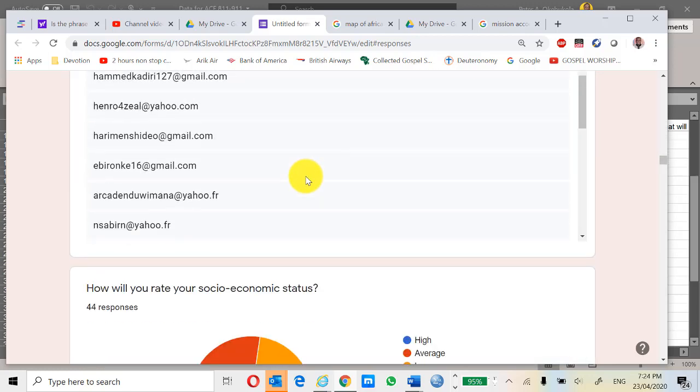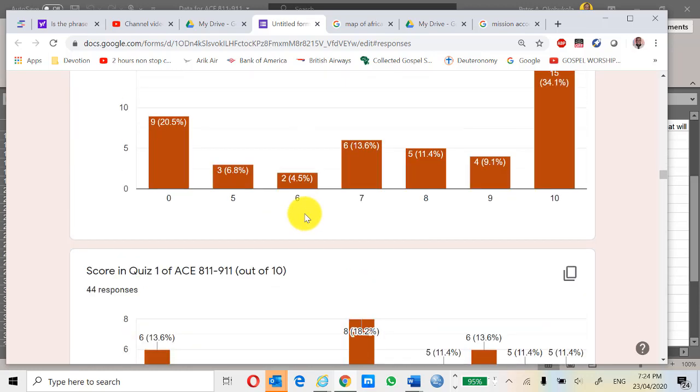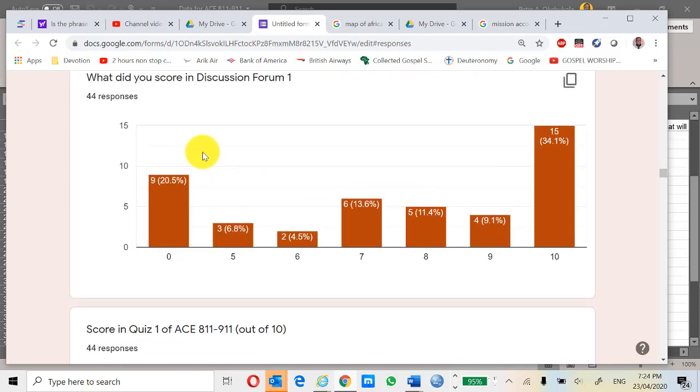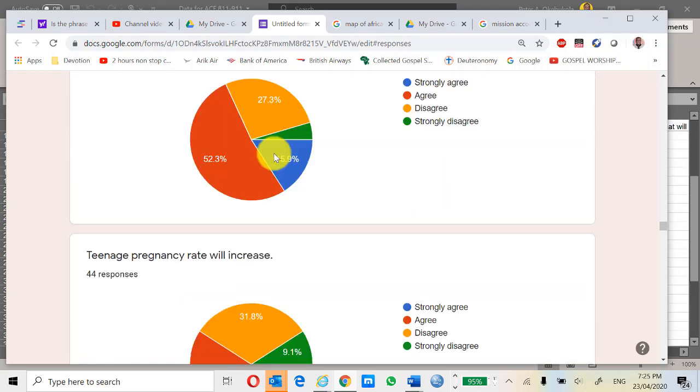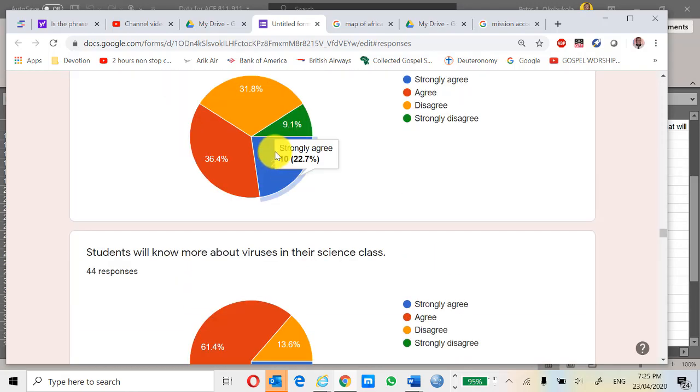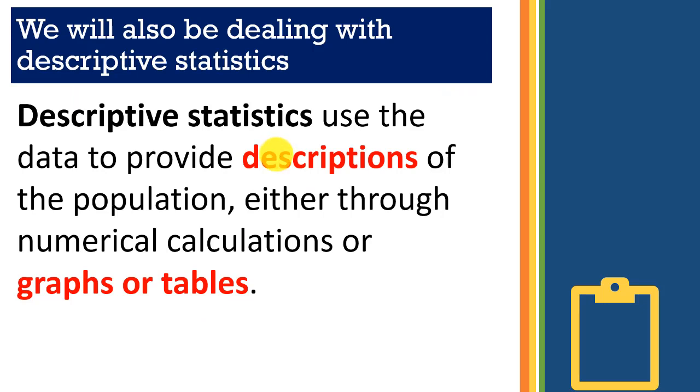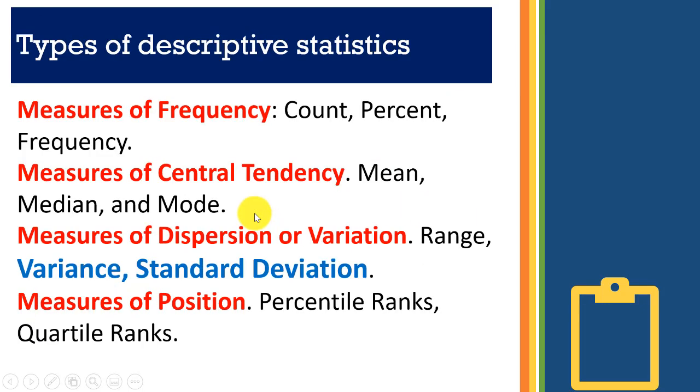These are graphs all the way through. Graphs. So let's see. You see, these are also graphs. What did you score? Okay, now I just put in the graphs of this. So these are descriptive statistics. They are descriptive statistics because they give us graphs and we look at tables.